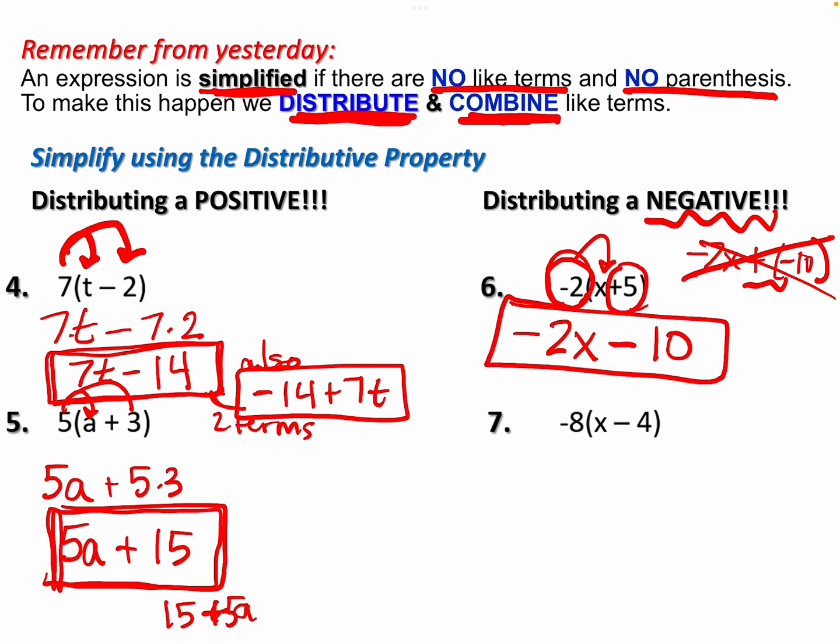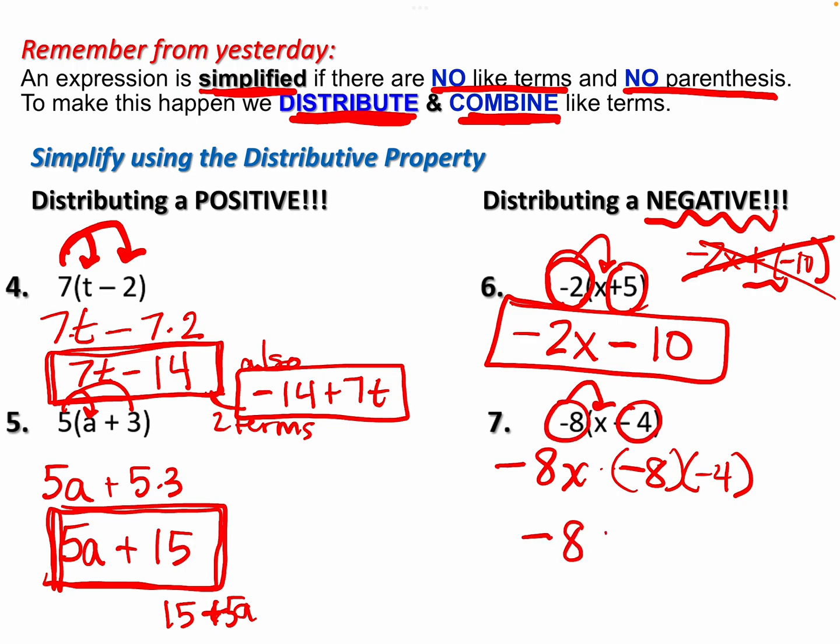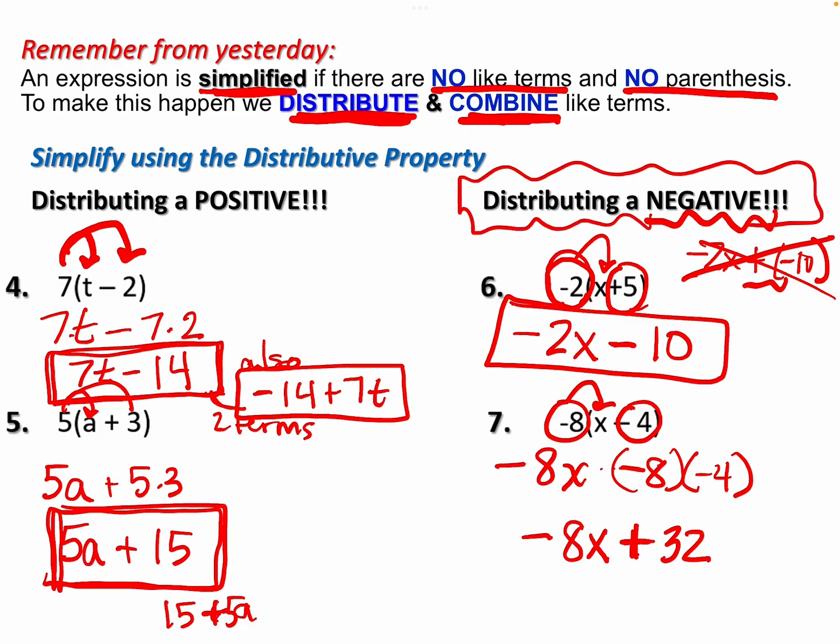In number 7, you have a negative 8 times x, negative 8x. And then you have a negative 8 times a negative 4. And a negative 8 times a negative 4 means I'm going to have negative 8x, and negative times a negative is going to be a plus 32, because a negative times a negative is a positive. Distributing a negative is often one of the most challenging skills. A lot of kids get the first term right and the second term wrong because they forget to pass that negative out to that last term.